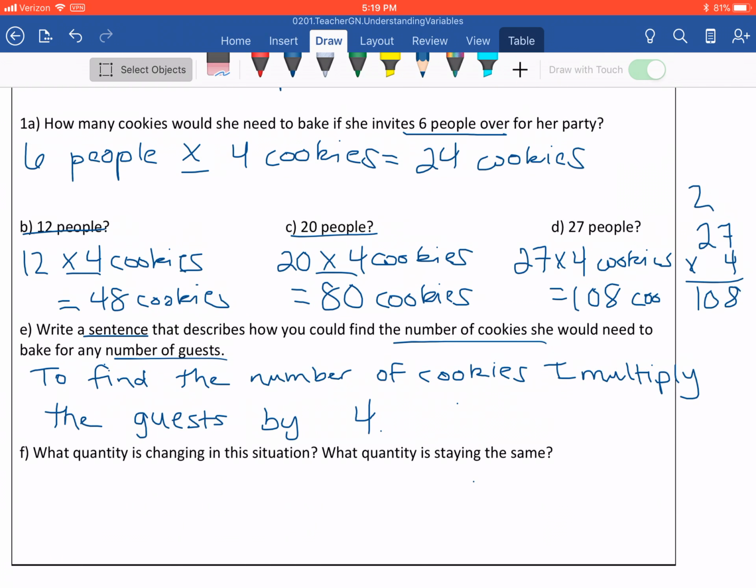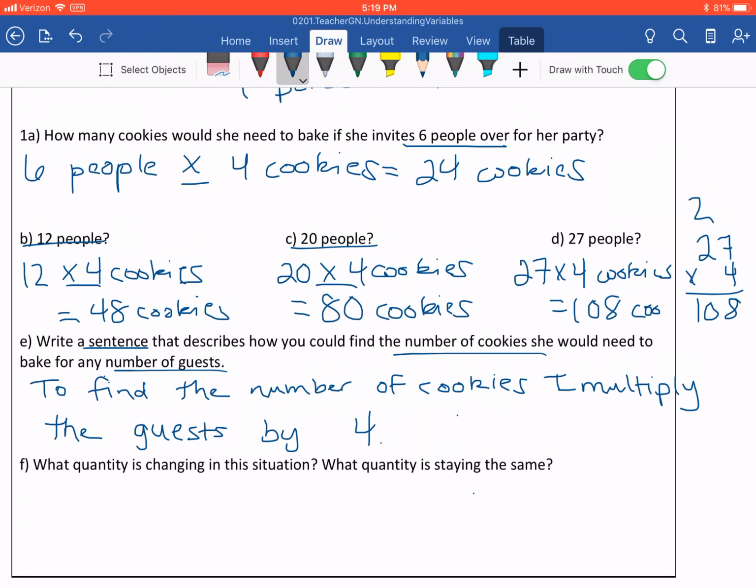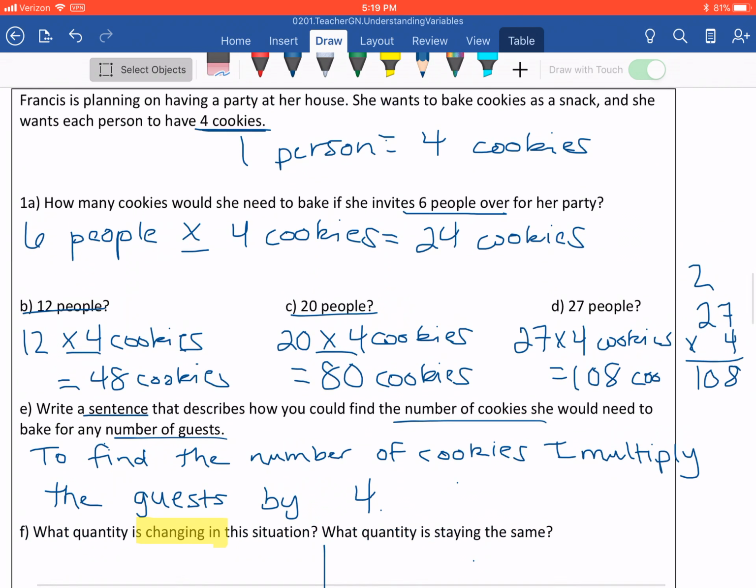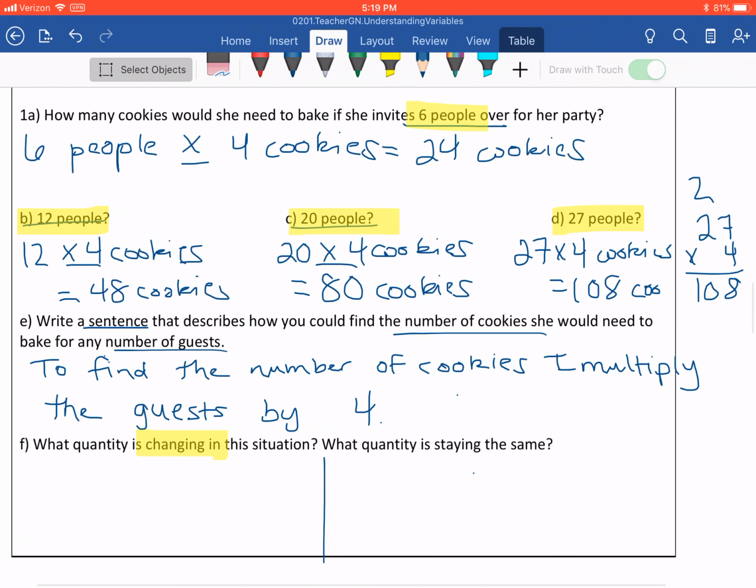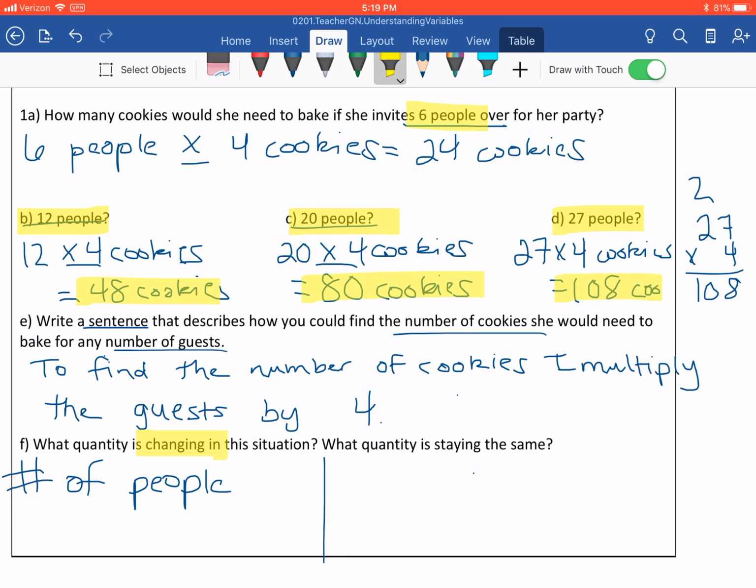All right, question F, what quantity is changing in the situation? What quantity is staying the same? This is, again, a 2-part question. So what is changing in the problem? When I go back and look, what was changing every time? Well, here I see 12 people, 20 people, 27 people, 6 people. So one of the things that's changing was the number of people. There was a second thing that was changing, 48 cookies, 80 cookies, 108 cookies. All of those were the total cookies.